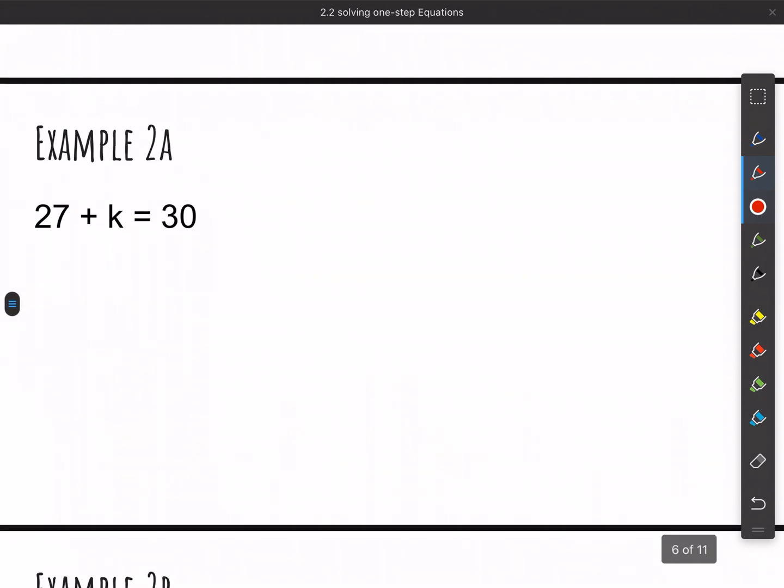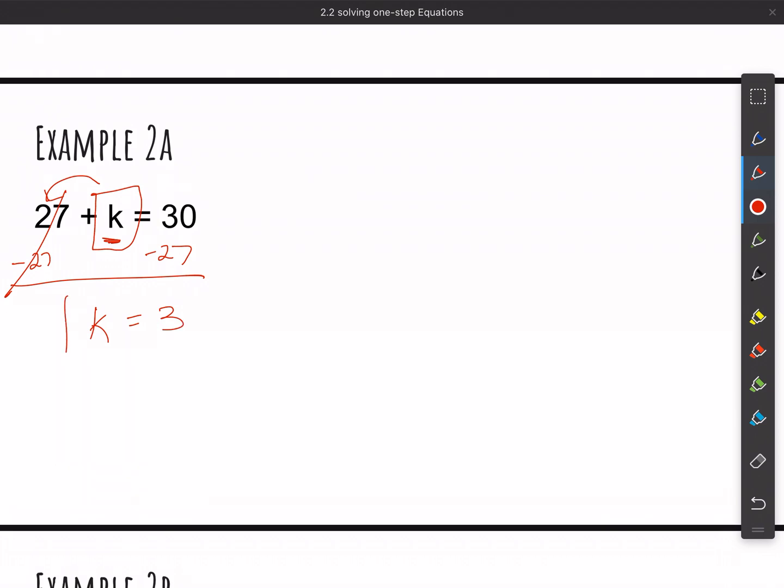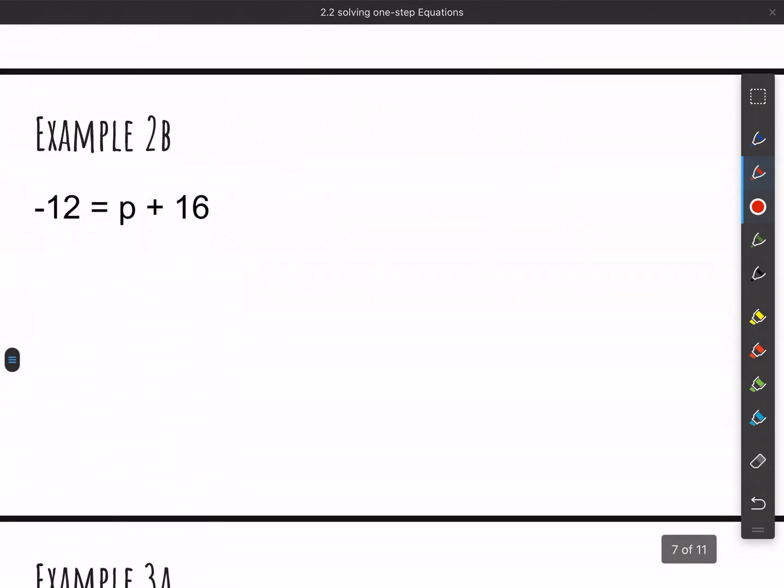Okay, example 2a. Let's look at this one. Here, again, the goal is to get the variable by itself. What's happening right now with this variable? It's being added to 27. So I can subtract 27 from both sides. And then this goes away, and I'm left with k is equal to 3. If I plug that back in, it should work. 27 plus 3 does equal 30. So it works. Okay, so let's look at 2b.